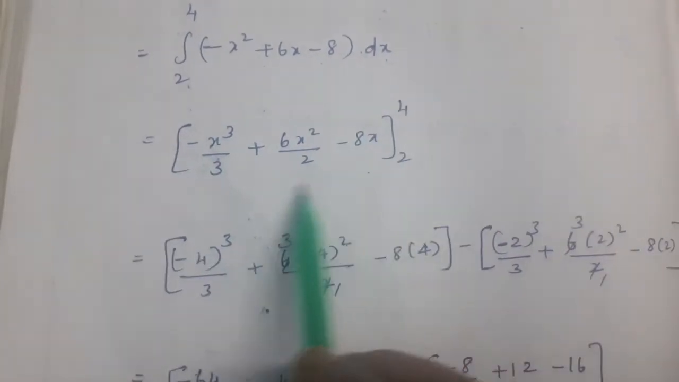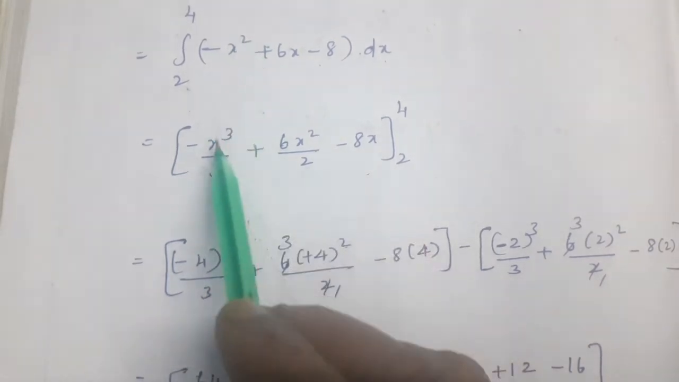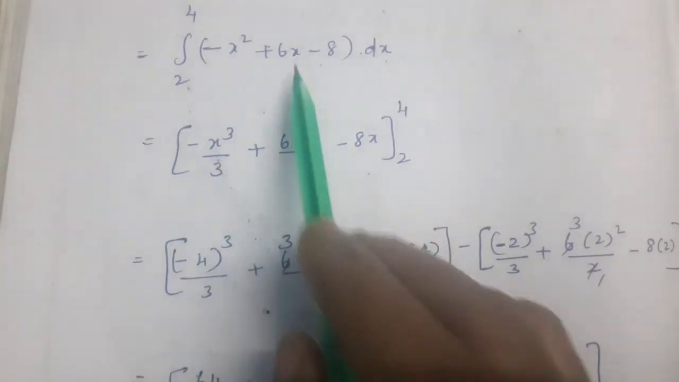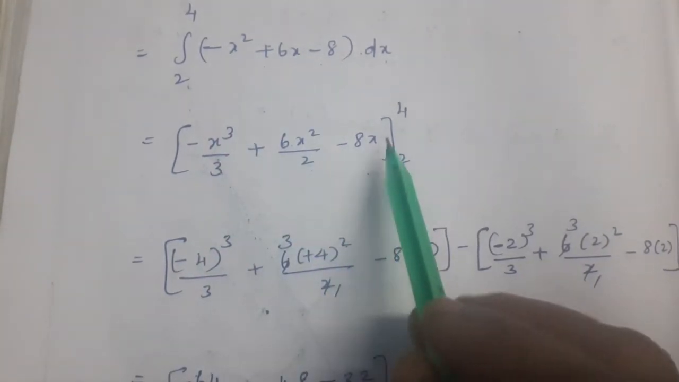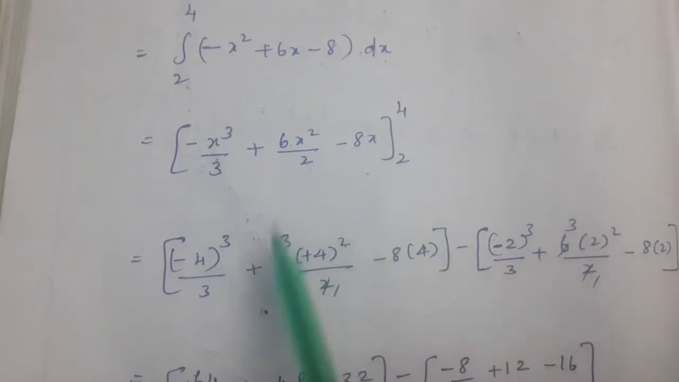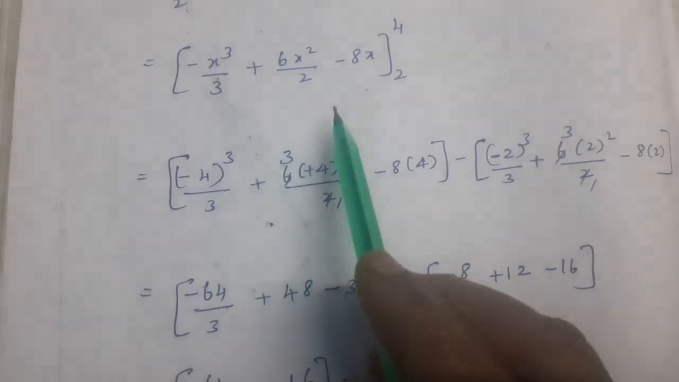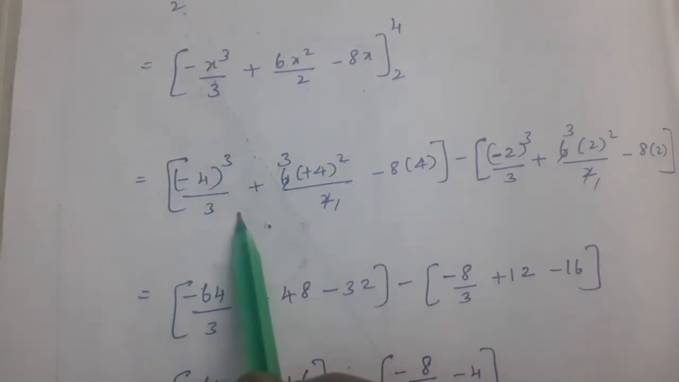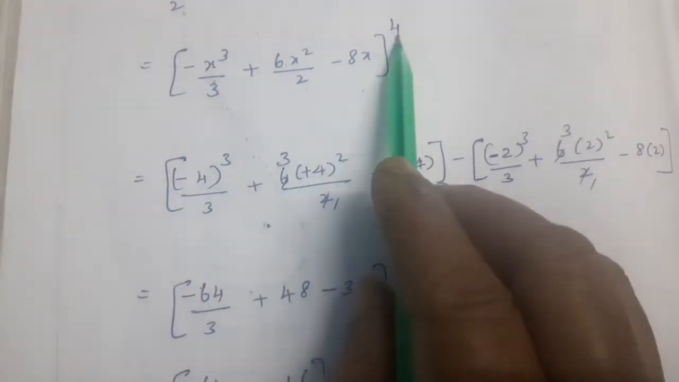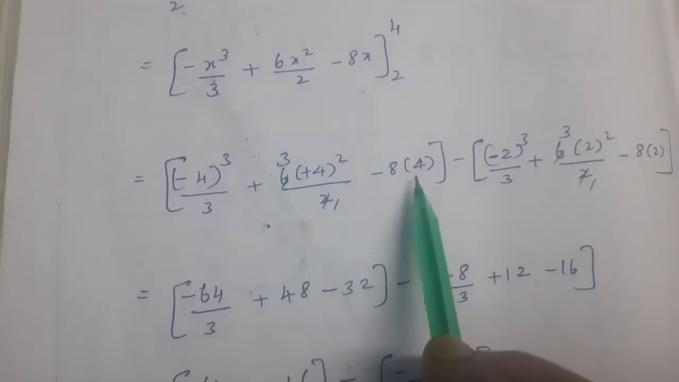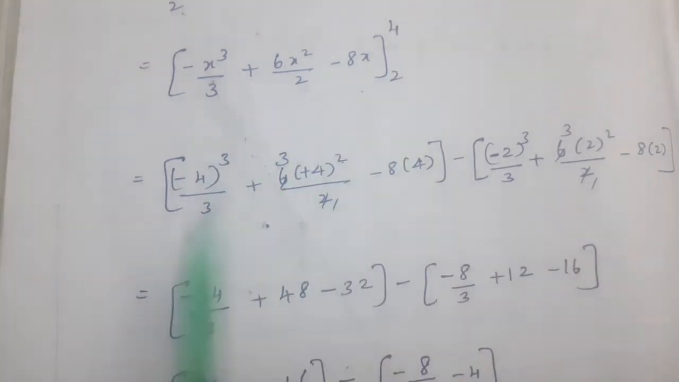Again afterwards we integrate. Minus of x square integrates to x cube by 3, plus 6 into x square by 2, minus 8x. First apply the upper limit, afterwards apply the lower limit. So what is our upper limit? Minus 4 the whole cube divided by 3, plus 6 into 4 the whole square by 2, minus 8 into 4. This is apply the upper limit.